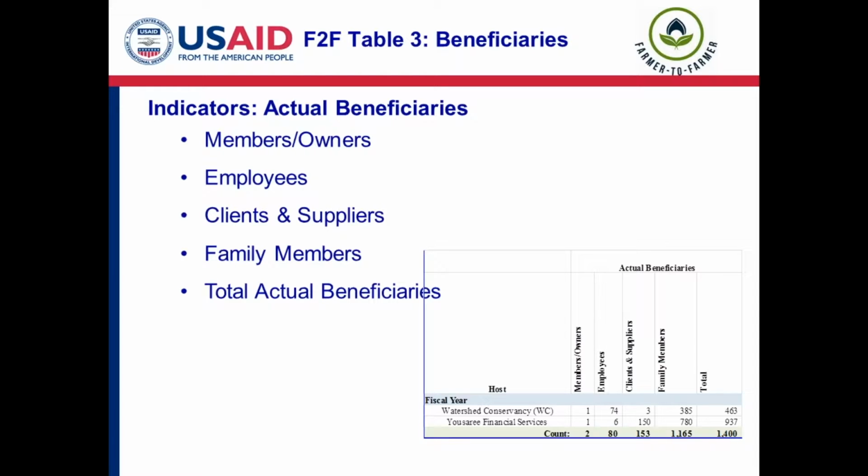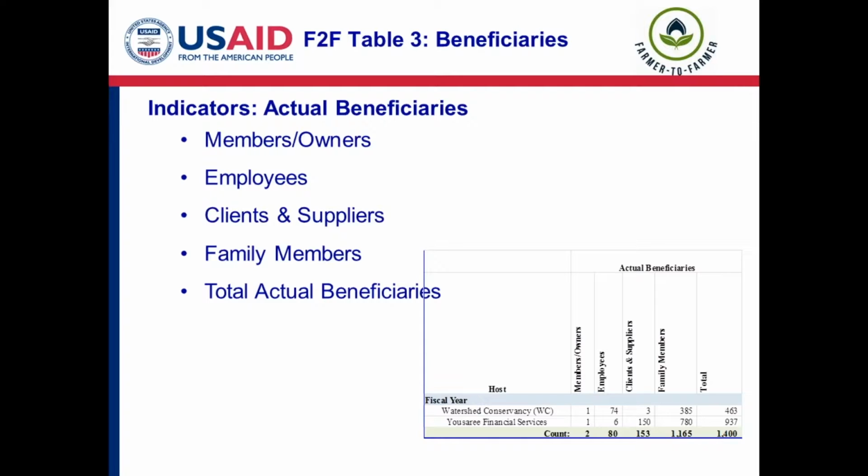So members and owners, employees, clients and suppliers, family members, and then we wrap that all up into total beneficiaries. So it ties directly back into that potential beneficiaries indicator, number 13 in Table 2. So we do a comparison there. This is an interesting indicator because in Table 2, the beneficiaries is not actually a baseline. It's a measure of the potential reach that we may have. So when we look at it in Table 3, we're not necessarily expecting to see an increase here.